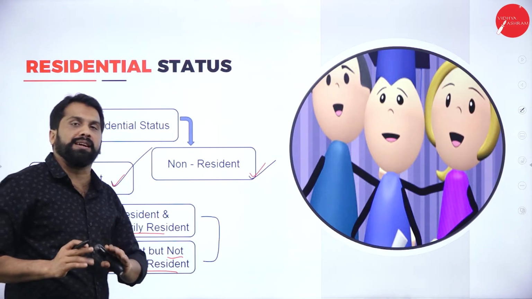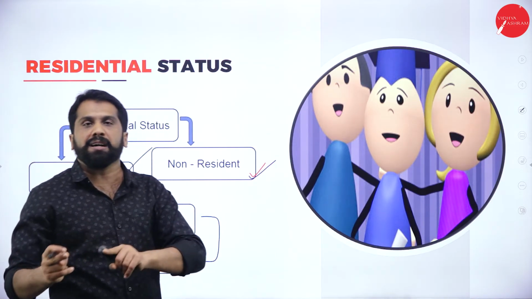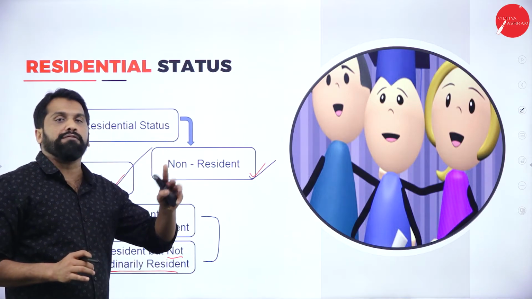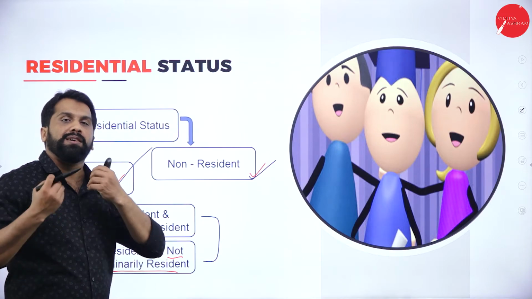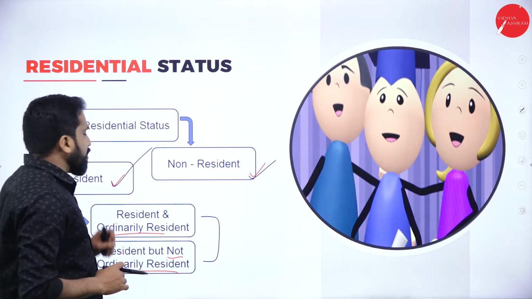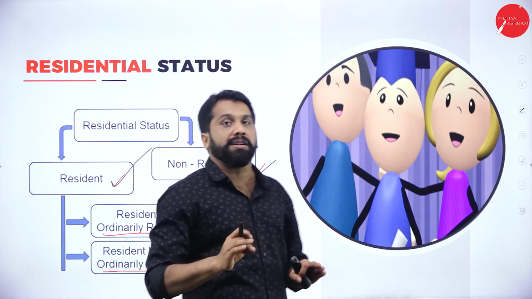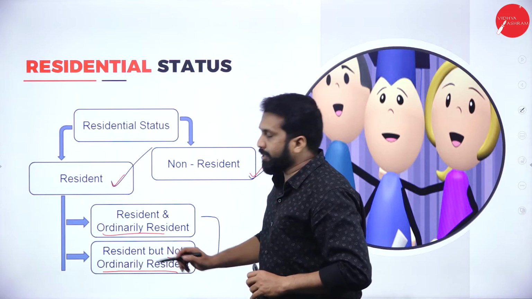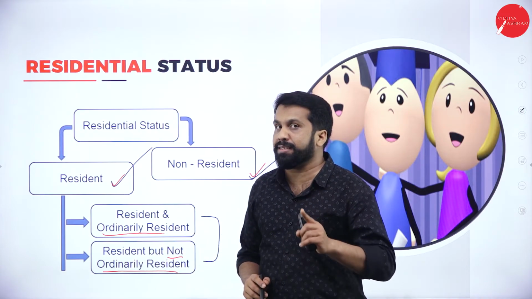Just we calculated whether he is a resident or not. As per this, he is a resident. Why? Because out of two, any one condition he fulfilled. Clear? Yes. Now, we got to know that he is a resident, but we don't know whether he is ordinarily resident or not ordinarily resident. Clear?